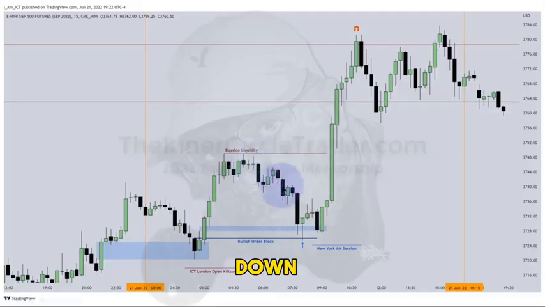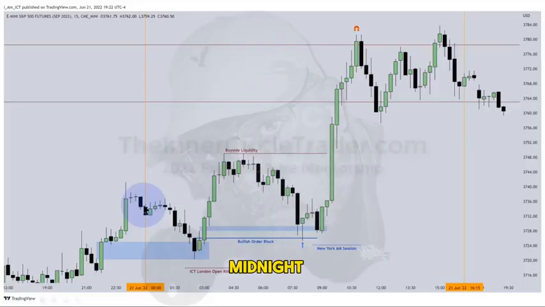So the market drops down, goes into the fair value gap here, into the last down closed candle, bullish order block there. That's where you could be a buyer ahead of the 9:30 opening. Why would you feel confident to do that? Because we already have an energetic price run from London Open.